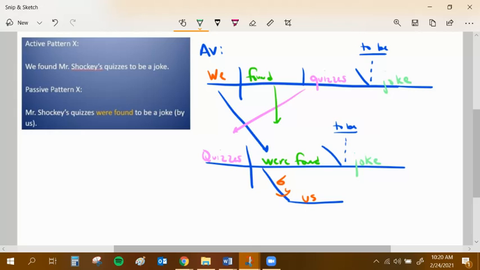Once again, as we said in passive 9, in all the passives, you don't have to have that by prep phrase. It's nice to have. You can simply say Mr. Shockey's quizzes were found to be a joke. It just kind of clarifies who actually found these things to be a joke, I guess. And so it was found to be a joke by us would be correct. All right. So this is what a passive 10 looks like.